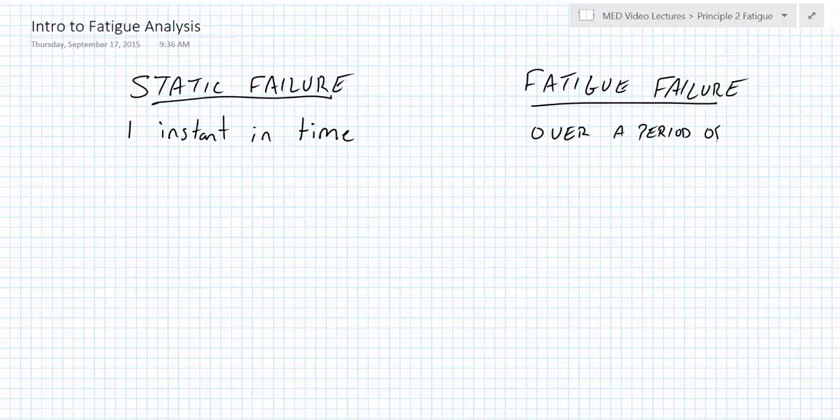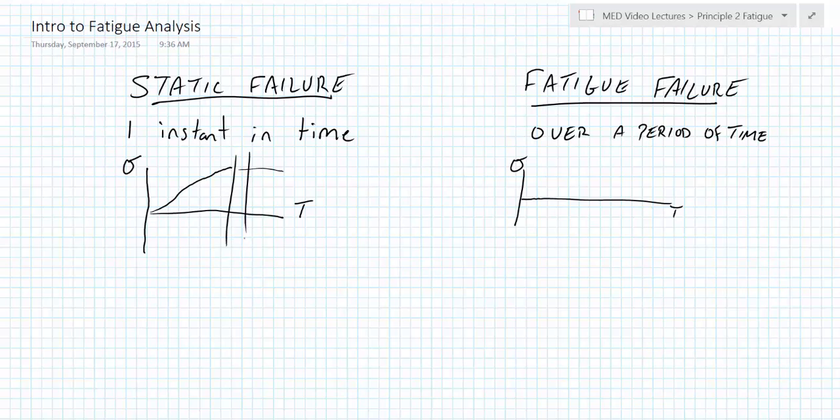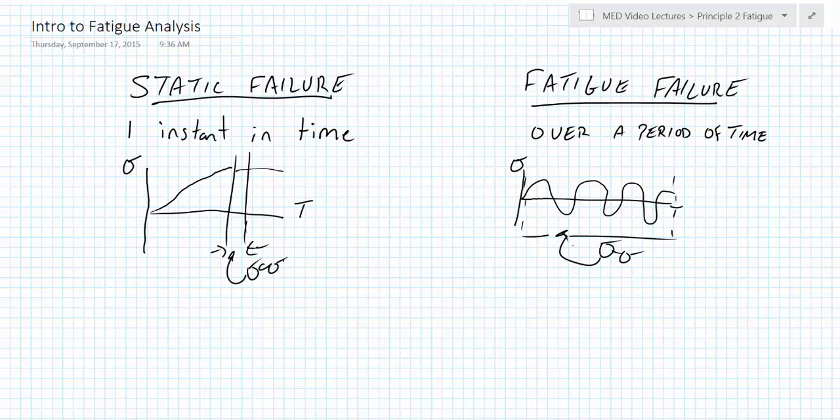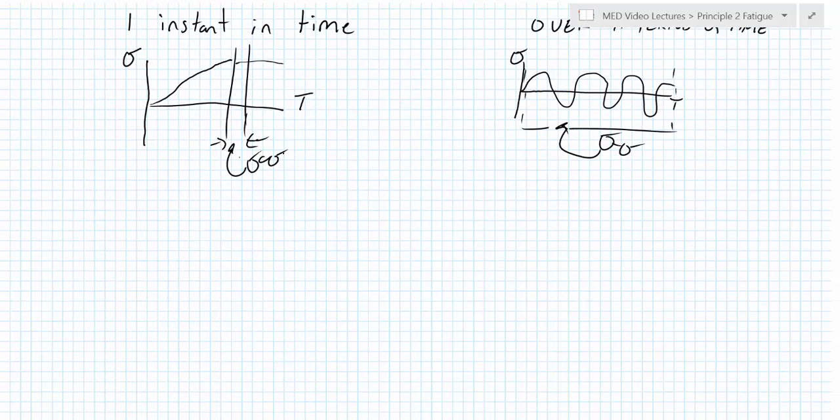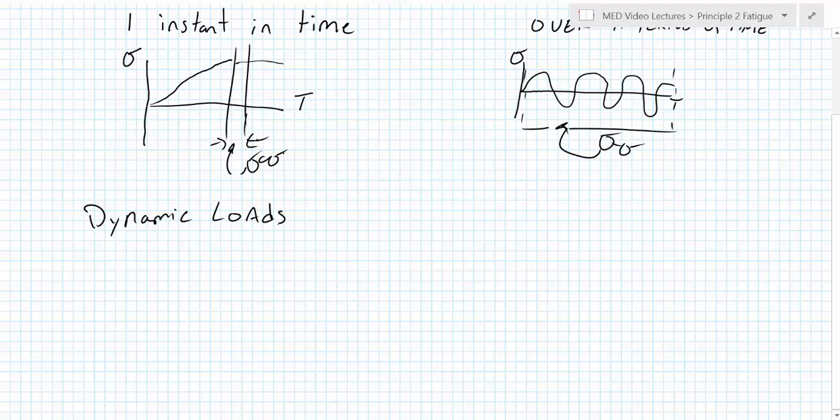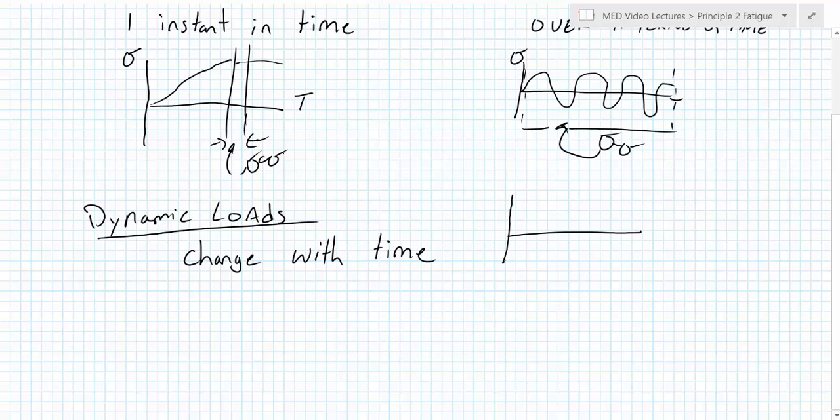Another way to look at this difference is that in static loading, we have some maximum stress that our part can experience, and in dynamic loading, we look at how the loads or the stress varies over time. There are several different ways that dynamic loads can change over time. We could imagine a load which fluctuates between some maximum and minimum and goes to 0, where this is our stress and this is our time t.